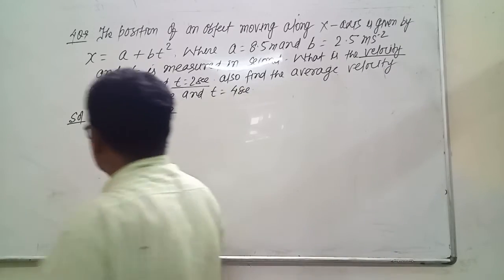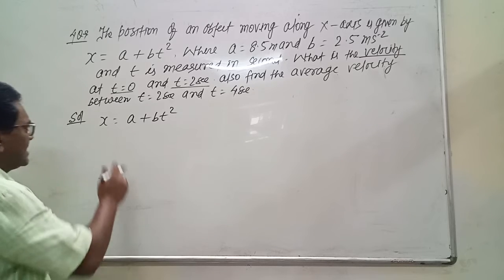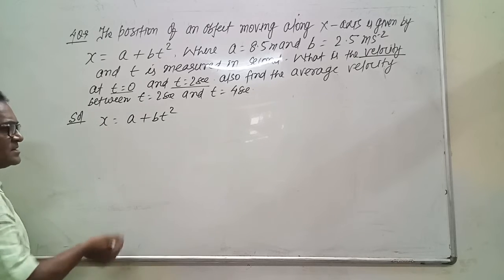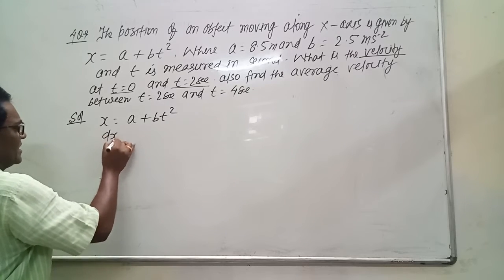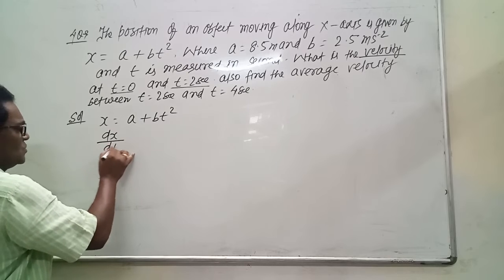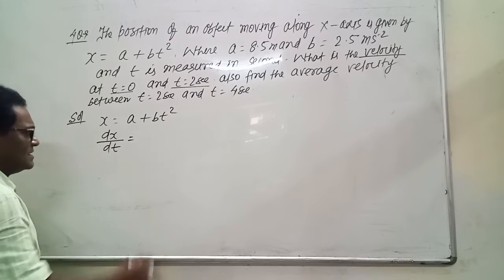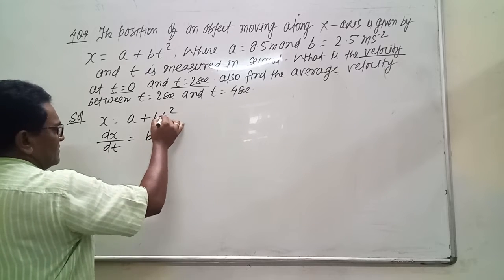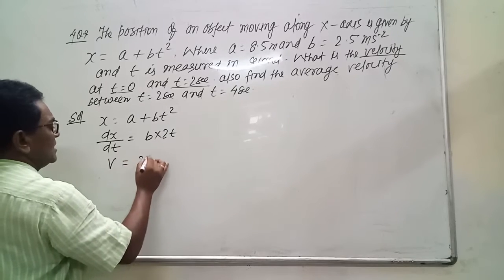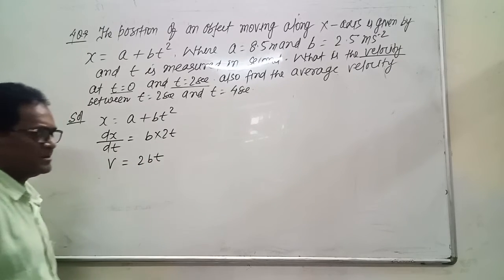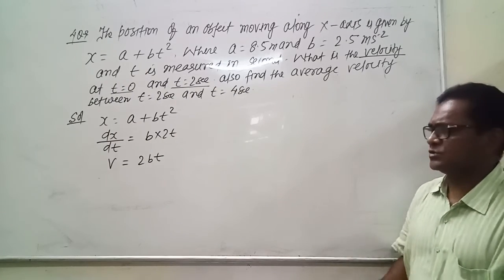So this velocity is called instantaneous velocity, and instantaneous velocity we know is dx by dt. So we will differentiate this term. Differentiation of x with respect to t, dx by dt: a is the constant term, gets cancelled. B, and differentiation of t square is 2t. Dx by dt can be written as v. So v equals 2bt. This is the instantaneous velocity. V equals 2bt.